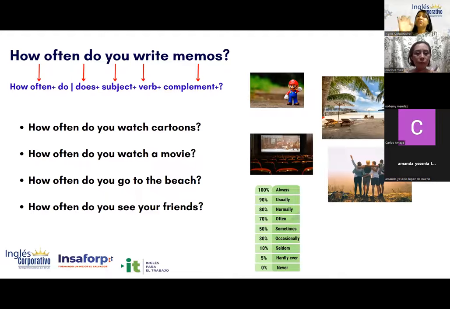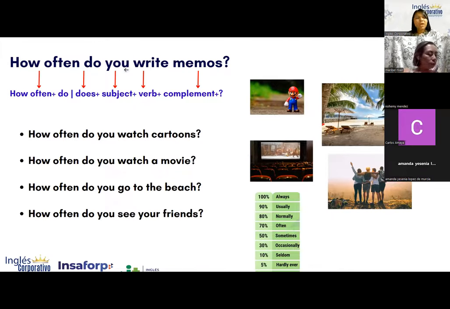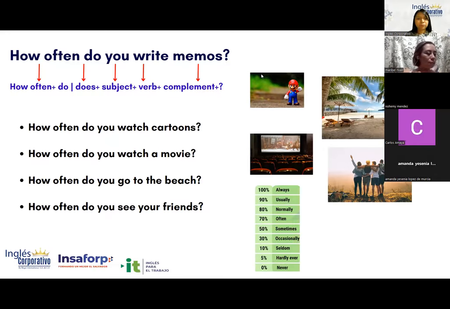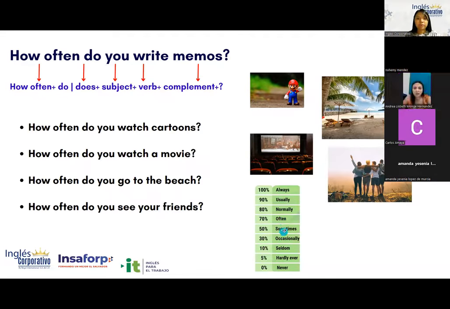Okay. Now, guys, let's talk about how often. As you can see right here, we have how often, and it could be do or does. This is the structure: how often, do or does, plus the subject, plus the verb, and the complement. So we have, how often do you write memos? Let me ask you something. How often do you write memos at work? I usually write memos. Excellent.